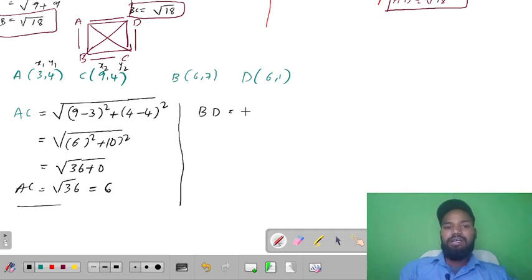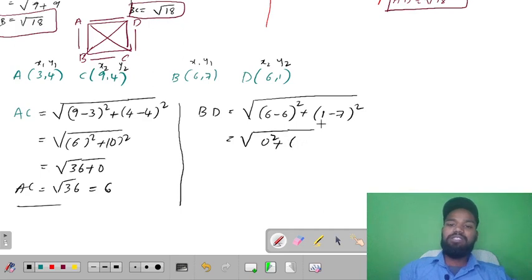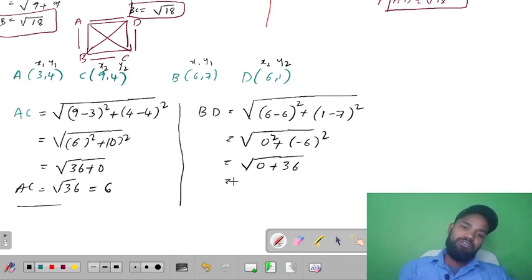So BD is under root. Here this is x1 and y1, this is x2 and y2. So x2 minus x1, 6 minus 6, whole square, plus y2 minus y1. That is 6 minus 6, 0, 0 square, plus 1 minus 7, which is minus 6, whole square. That equals 0 plus 36, which is under root 36. So can I write this as 6? Yes. So the BD value is 6.